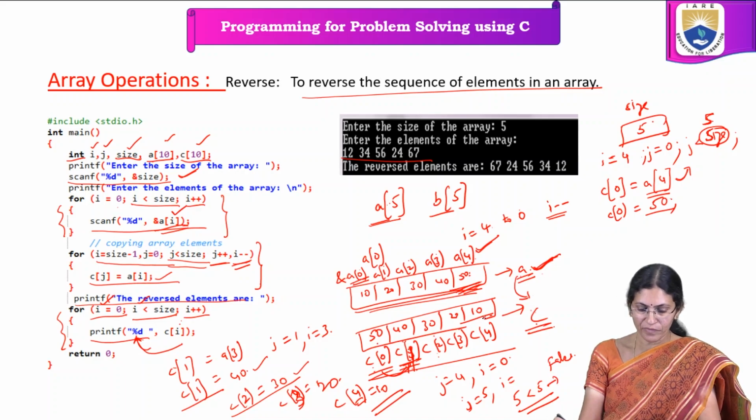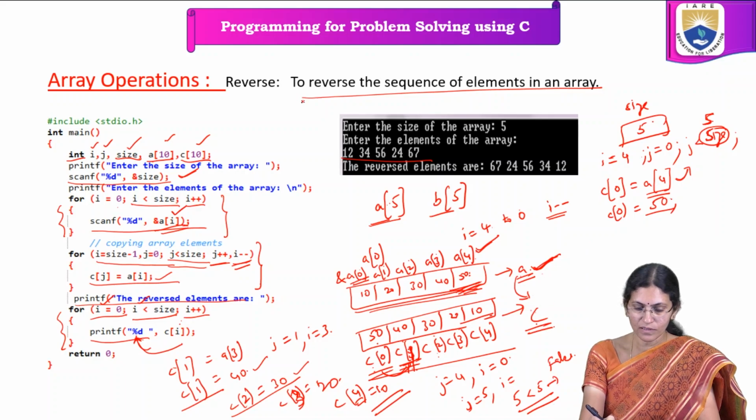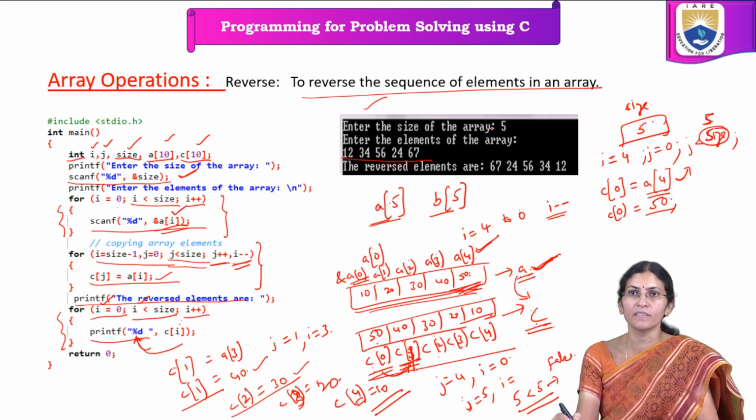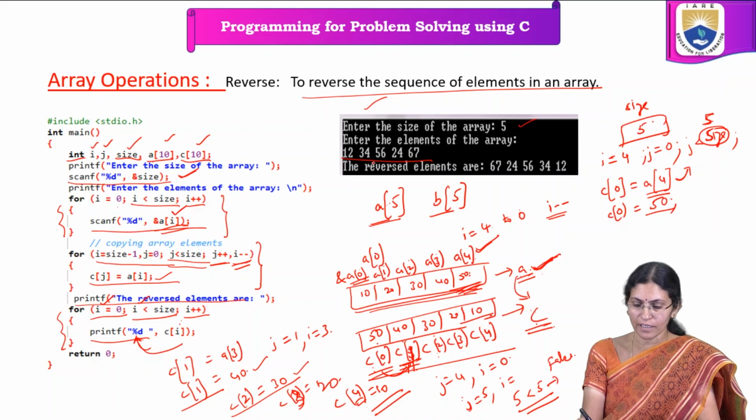So in this way we can perform the reverse operation by using another array. This is a test case which is obtained for this program. Enter the size of the array. The user gives 5 and then enters the elements of the array. Suppose these are the elements to be entered: 12, 34, 56, 24 and 67. So after the reverse operation, this is the main part of the code.